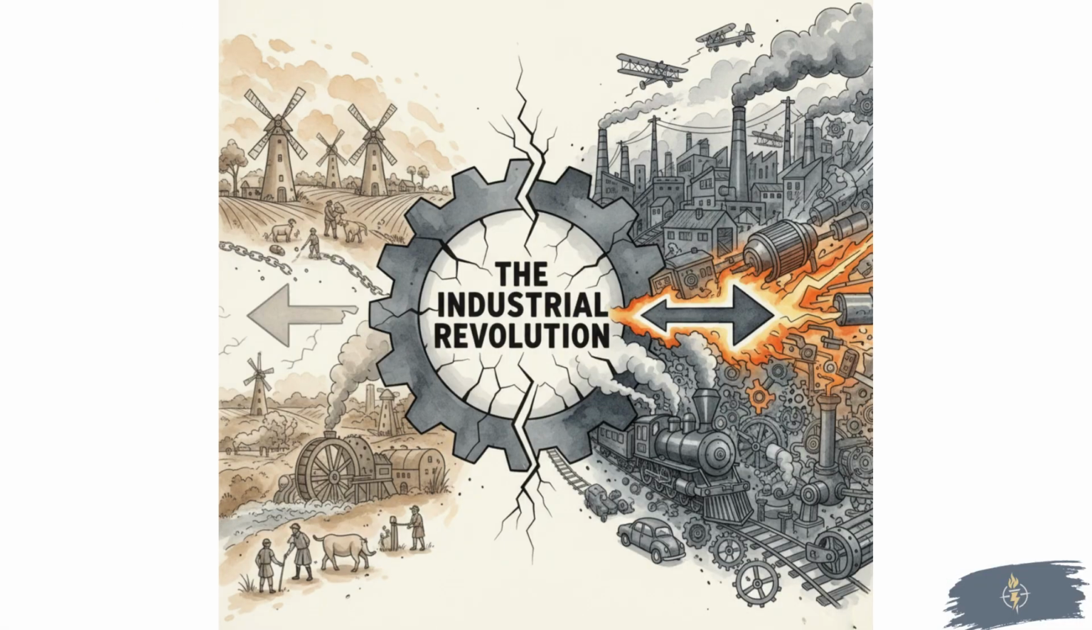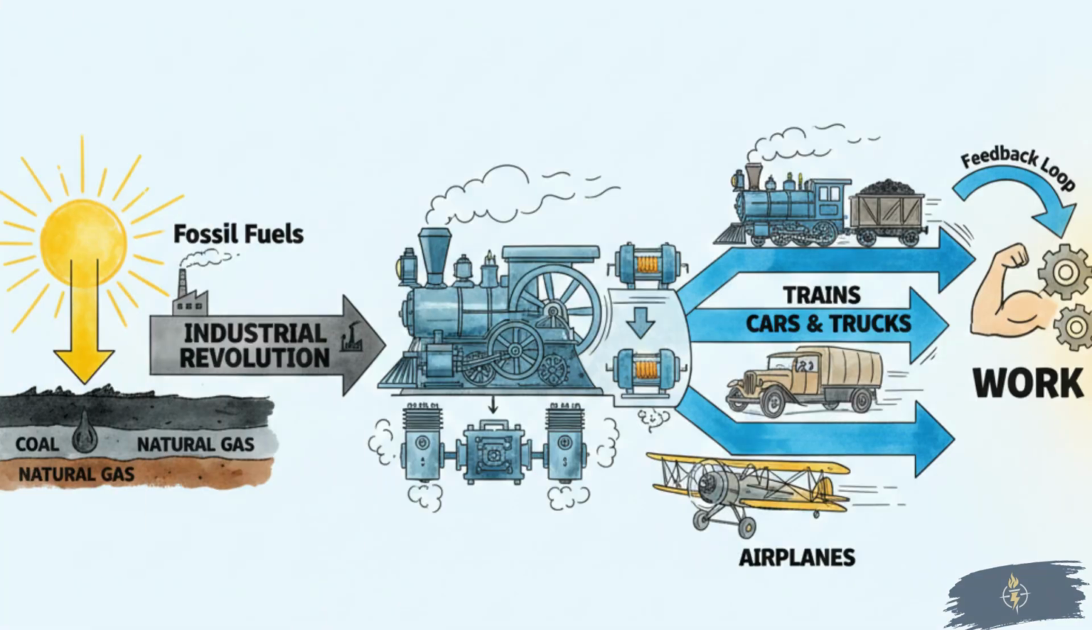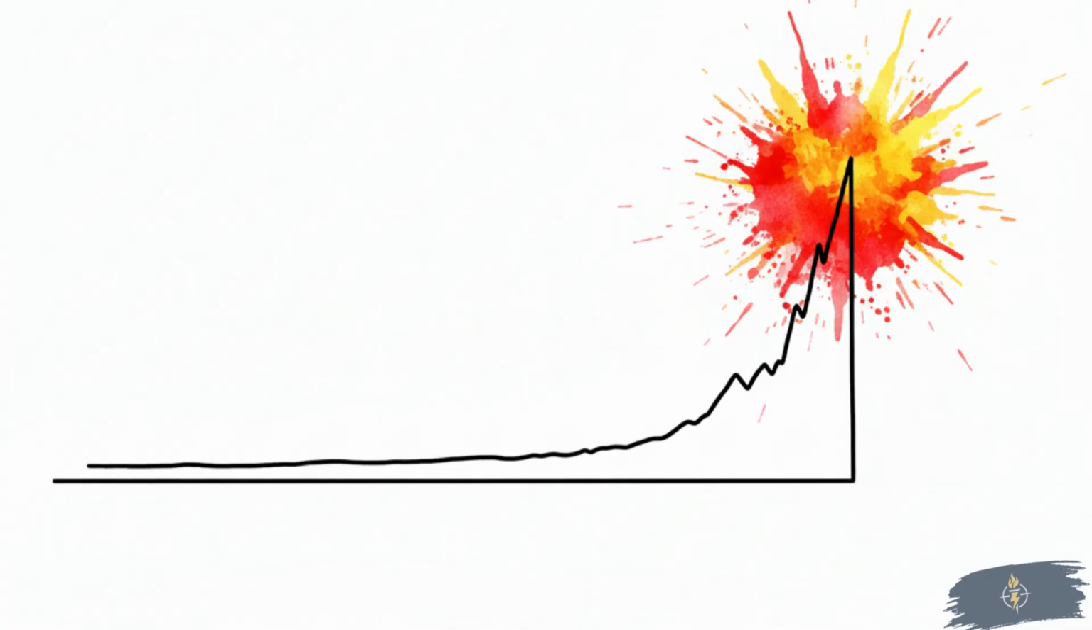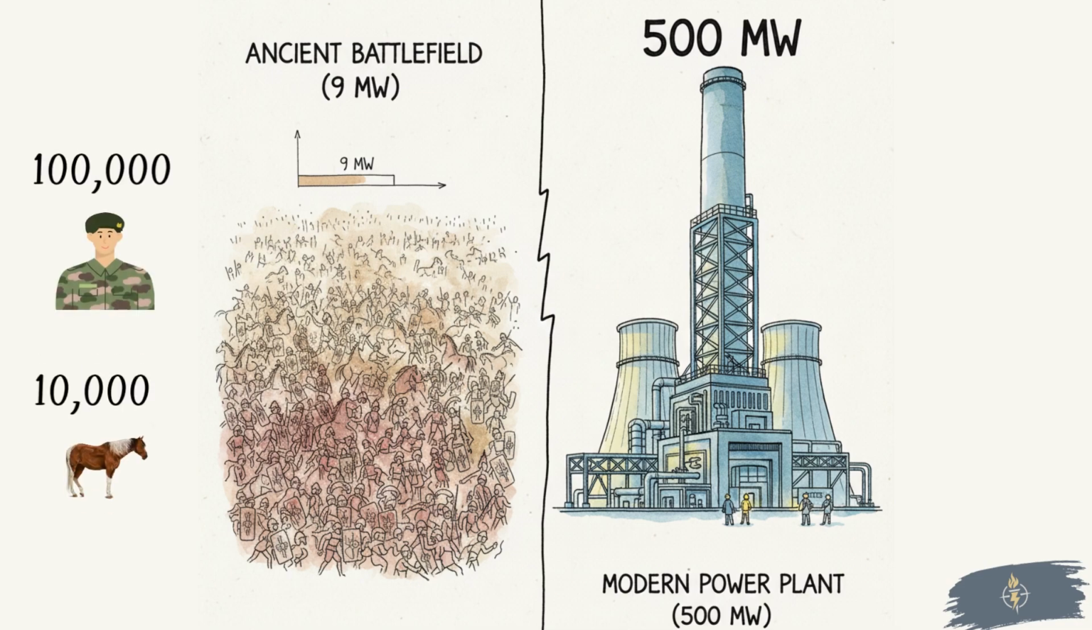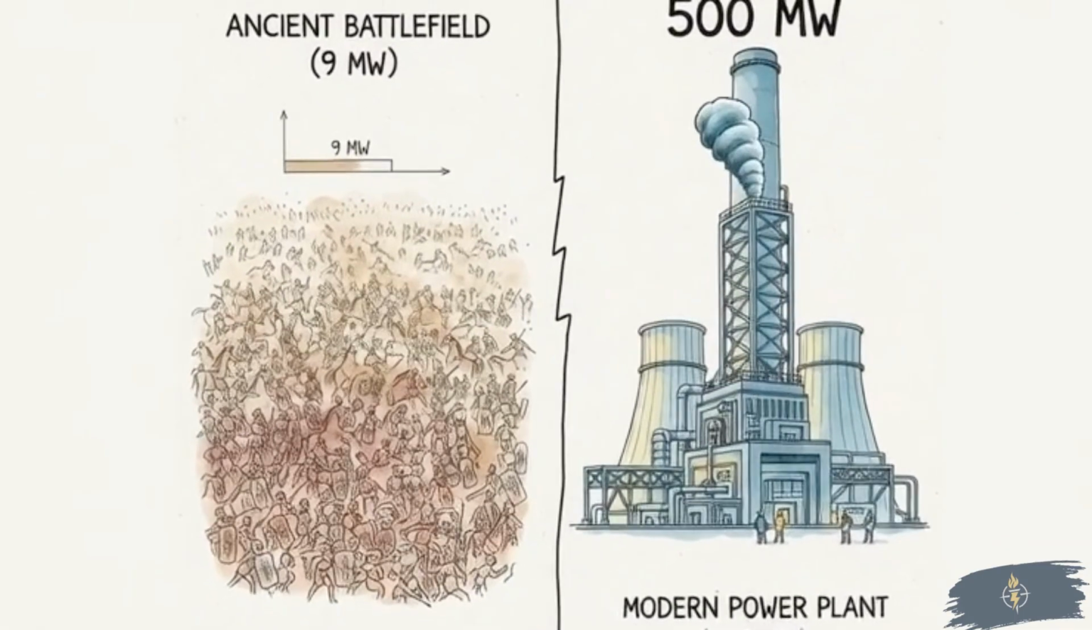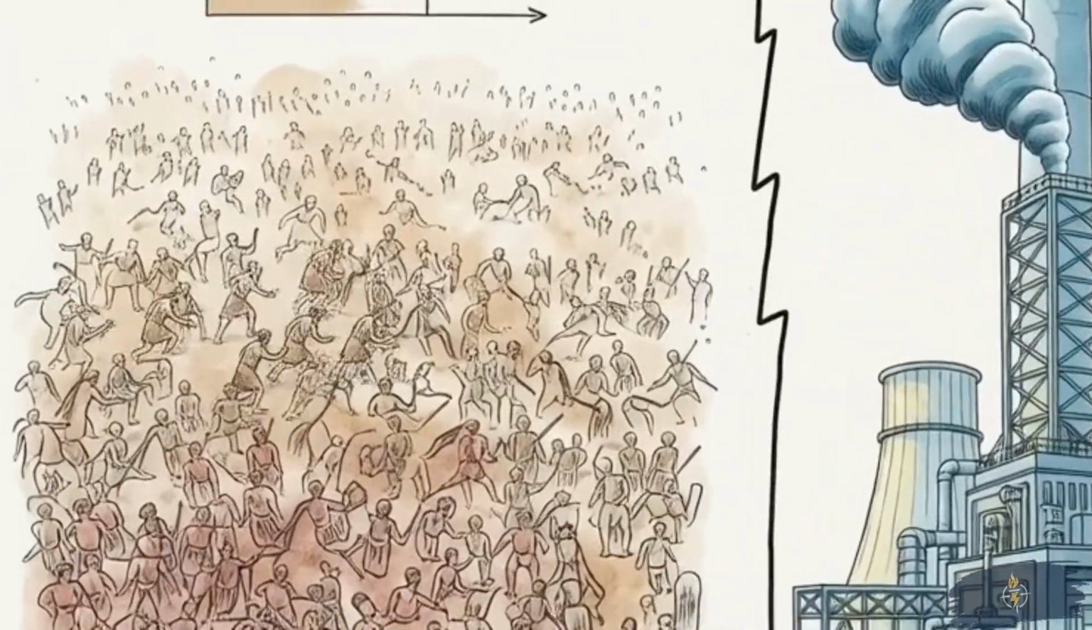Then came the Industrial Revolution. This was the turning point. Humans discovered how to convert energy into work without passing through plants or animals. Steam power replaced wind and water. Internal combustion engines and electric motors spread everywhere. Trains, cars, and airplanes were born. Energy consumption exploded. To understand the scale, consider this. In 216 BC, during the Battle of Cannae, the total power output of about 100,000 soldiers and 10,000 horses was roughly 9 megawatts. Today, a single modern power plant can generate more than 500 megawatts with only a few dozen workers.